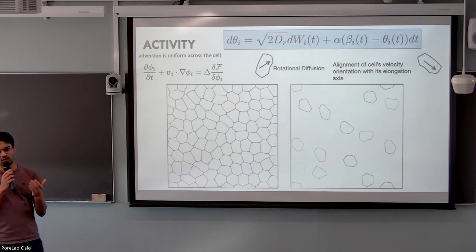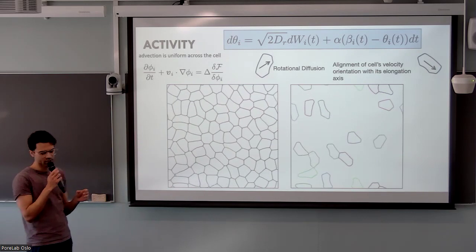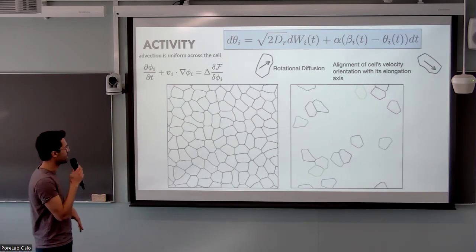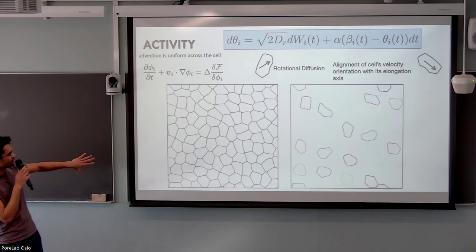This is observed in a lot of cells where cells move in the direction of their elongation. It also helps with alignment a lot. And if you put it all together, you get something like this. On the left-hand side, you can see all the cells that are moving.